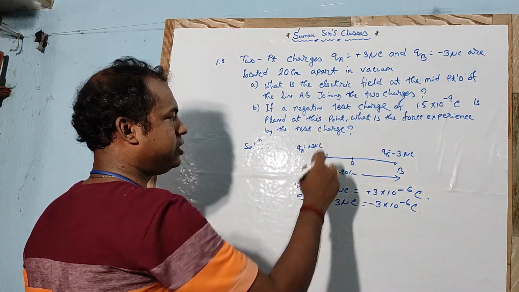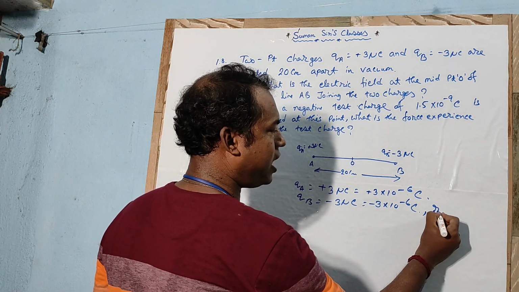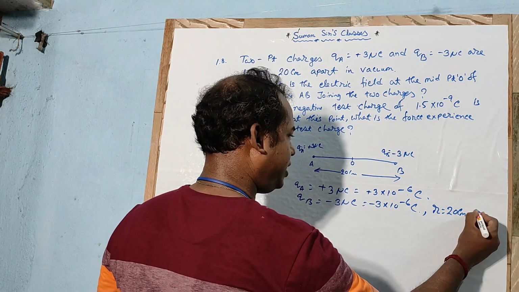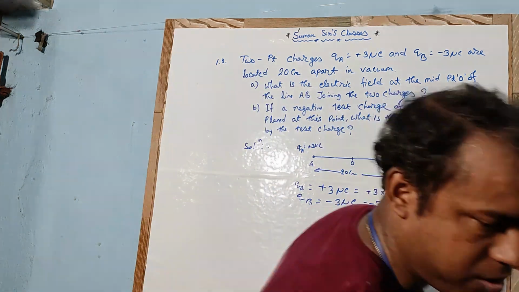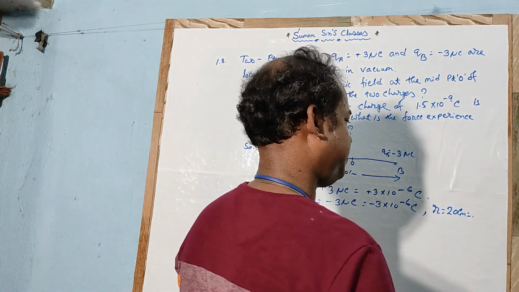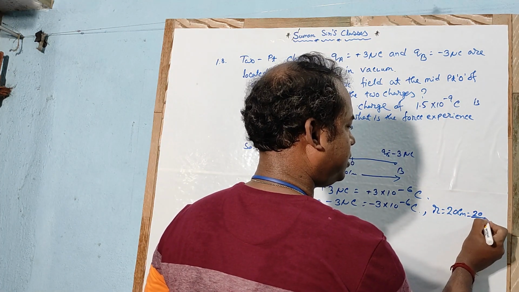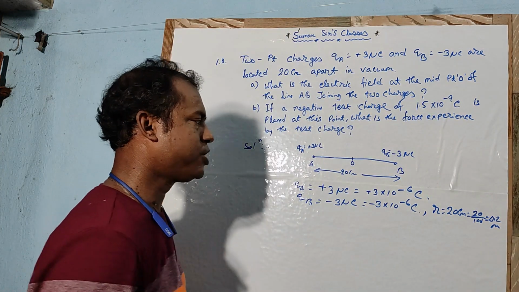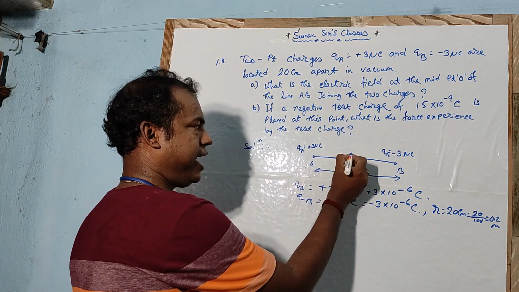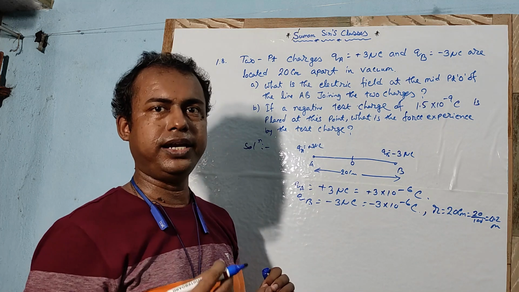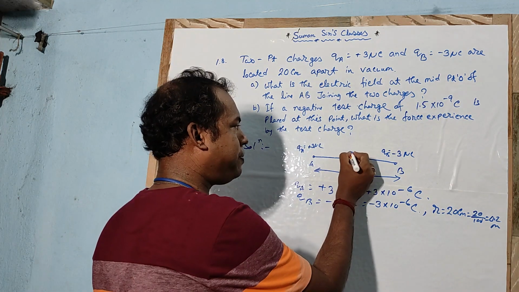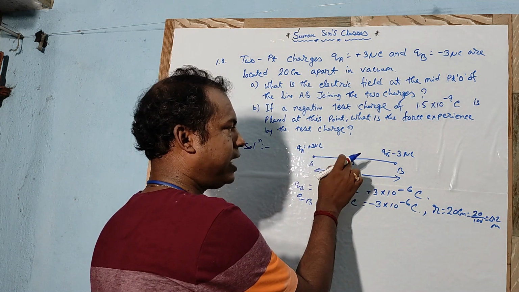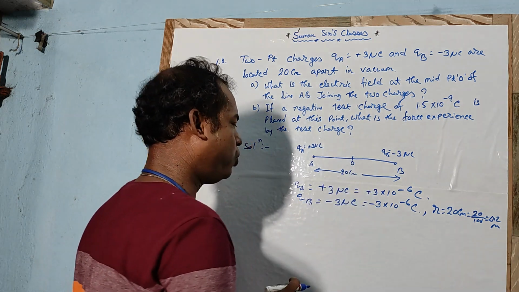Here R is the distance between them, this is the 20 centimeter. So we write R equals 20 centimeter. 20 divided by 100, so that is 0.2 meter. This is the part we described here. At the point O we want to find out the electric field. Electric field means here we consider a plus 1 charge is located over there. Due to QA, we want to find out the electric field at the point O.